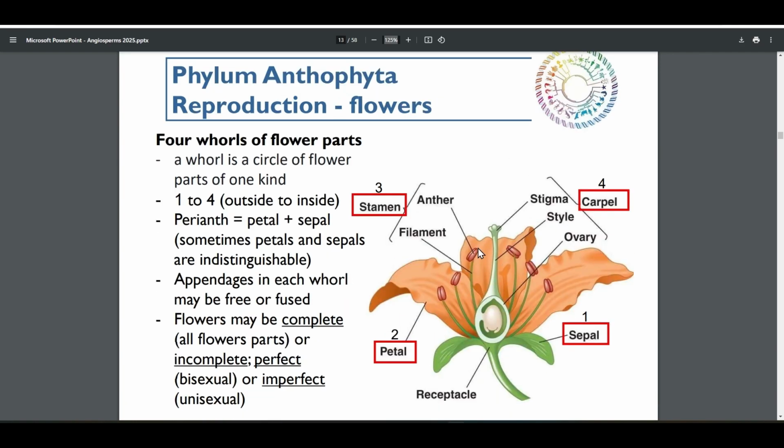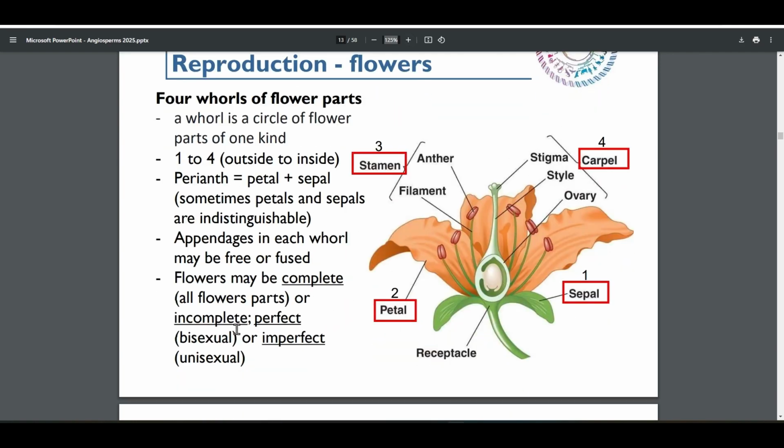I think I could give you some idea for that. So if it's imperfect, unisexual, that means it has either the stamens or the carpel. So if it's imperfect, one of these structures will be lacking. But for bisexual flowers, both structures will be present. But it could mean that the petal and the sepal may not be there.